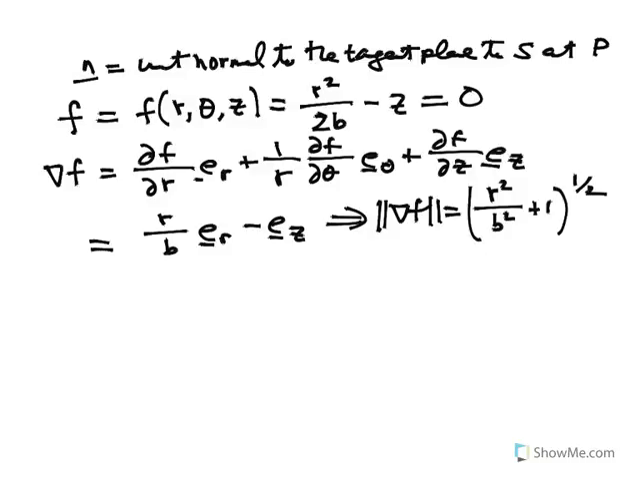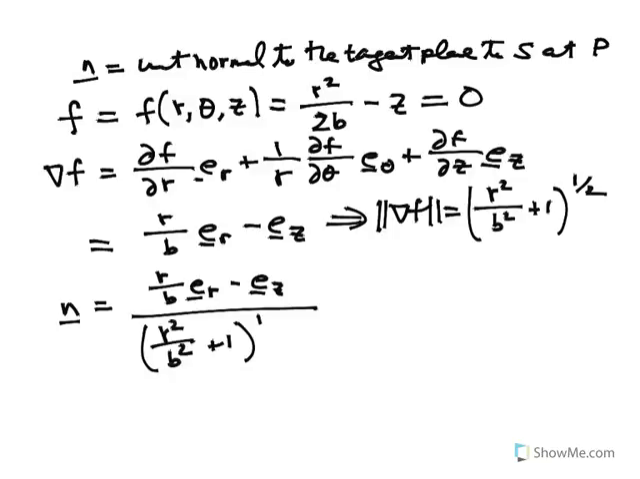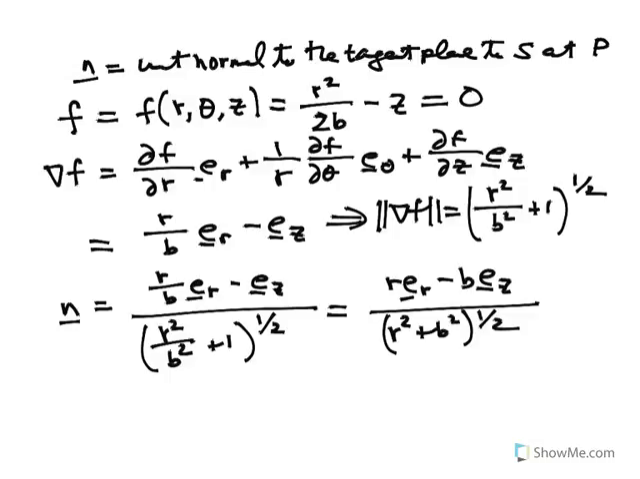So we can actually now write the unit normal. The unit normal is then equal to the gradient of f, which is r over b er minus ez, all divided by r squared over b squared plus 1 raised to the 1/2. So if I multiply numerator and denominator through by b, I get r er minus b ez, all divided by r squared plus b squared to the 1/2. That is my normal to the surface.